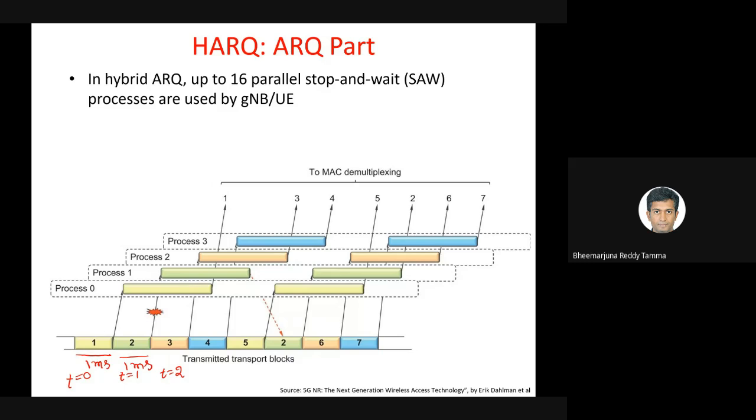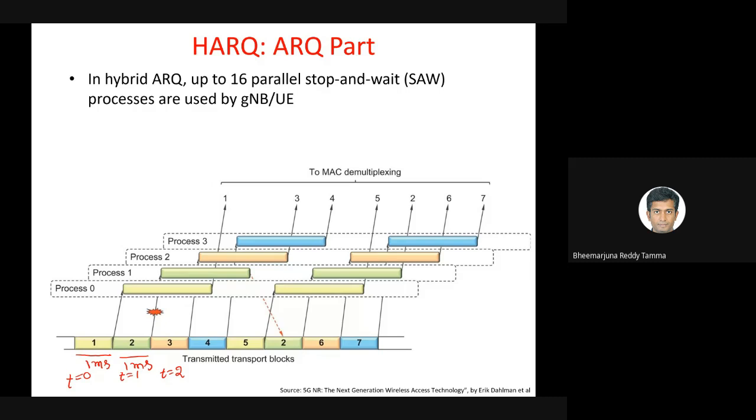What I am showing here is that at time t equal to 0, the MAC layer is sending one packet over the air. At time t equal to 1, it is sending another MAC packet. At time t equal to 2, it is sending another. Like that, we are configuring 16 such processes, where if you look at any given time, we are not actually having 16 processes sending their transport blocks or MAC packets simultaneously.